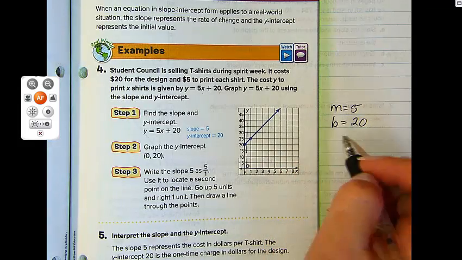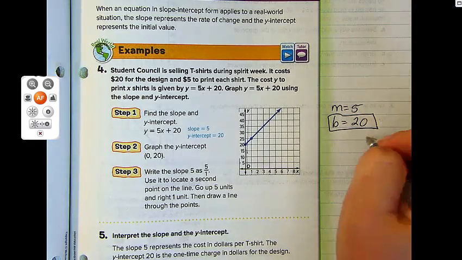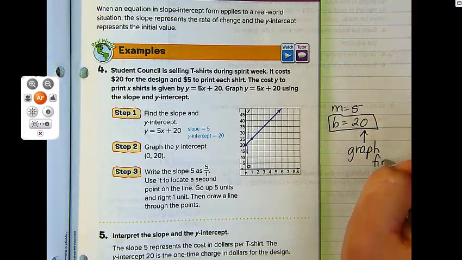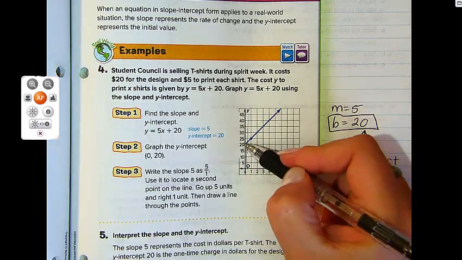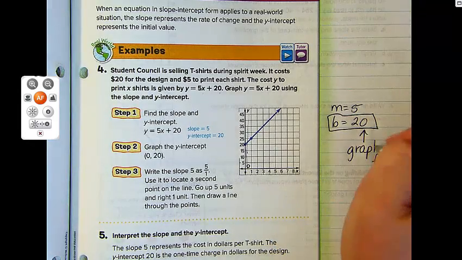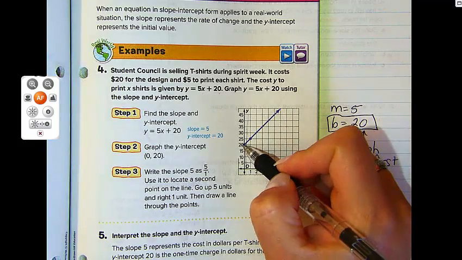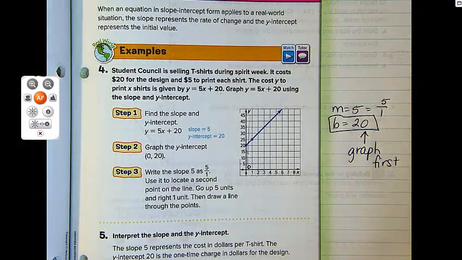So from there, I'm going to start by graphing the y-intercept first. Graph your y-intercept first, which means I'm going to go up and down at 20. I'm going to put a dot at 20, which they've already done for us. And then my slope is 5. From my y-intercept, I'm going to go up 5 over 1, because any whole number turned into a fraction is just that number over 1.